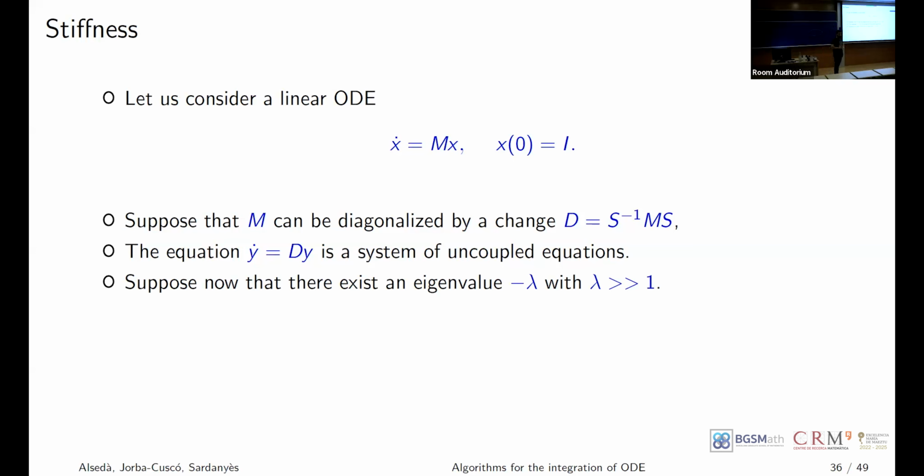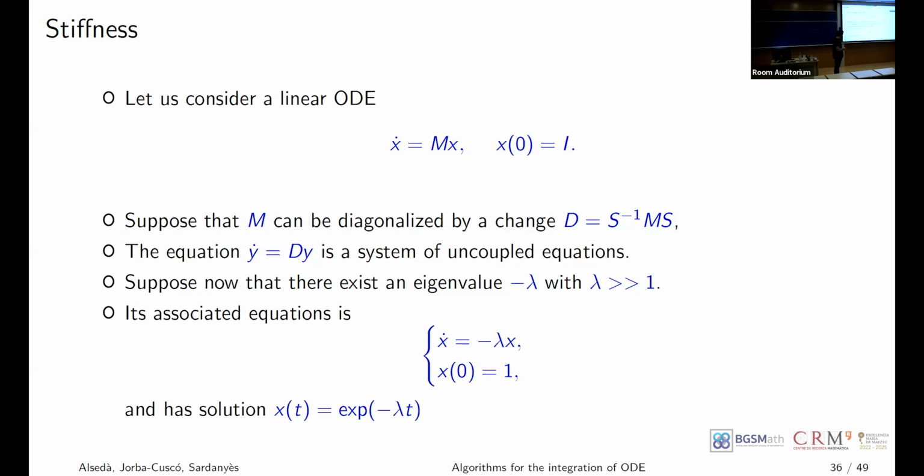So this is a trivial equation. I mean, this is a linear one-dimensional equation, so the solution is the exponential, the exponential of minus lambda t. So if lambda is a large positive number, this goes to 0 very, very fast. So there is not much interest in this solution in the sense that it's going to 0 fast, and that's all. It gets stuck at 0.